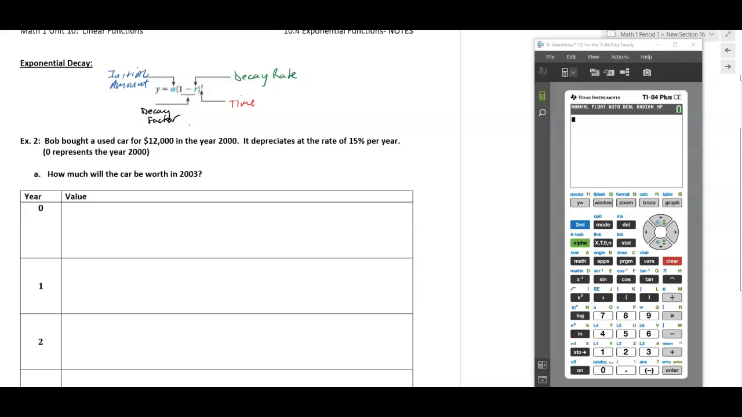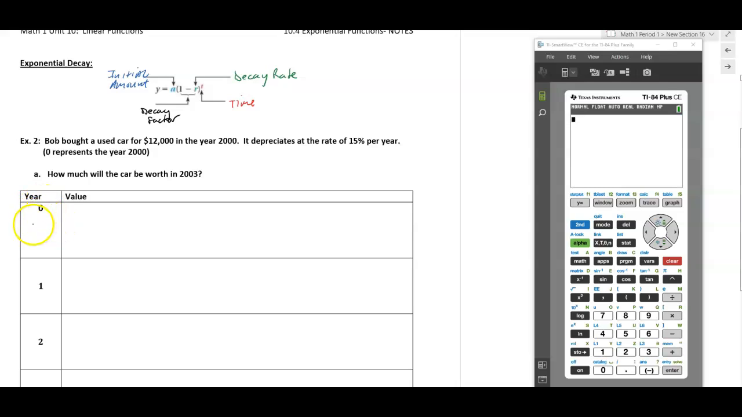So when we use an example to come up with this, notice what you see. Bob bought a used car for $12,000 in the year 2000. It depreciates at a rate of 15% per year. All right, so how much will the car be worth in 2003?